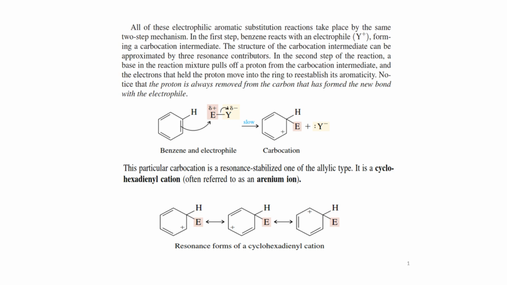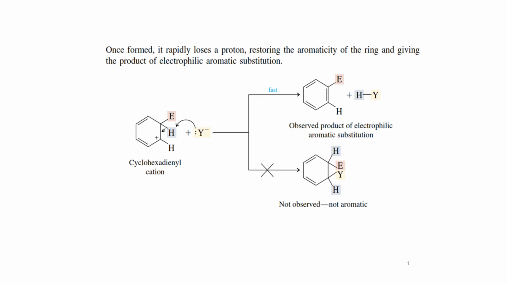Electrophilic aromatic substitution involves a two-step mechanism, forming a resonance-stabilized carbocation intermediate known as an arenium ion. The carbocation intermediate rapidly loses a proton, restoring the aromaticity of the benzene ring and completing the substitution reaction.